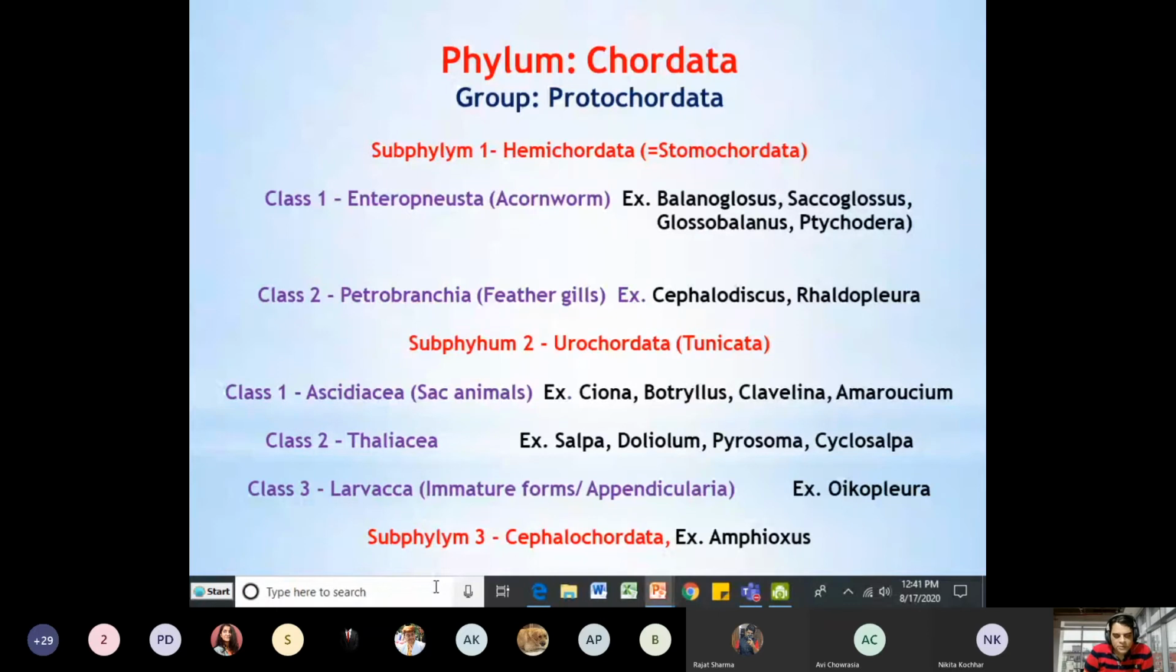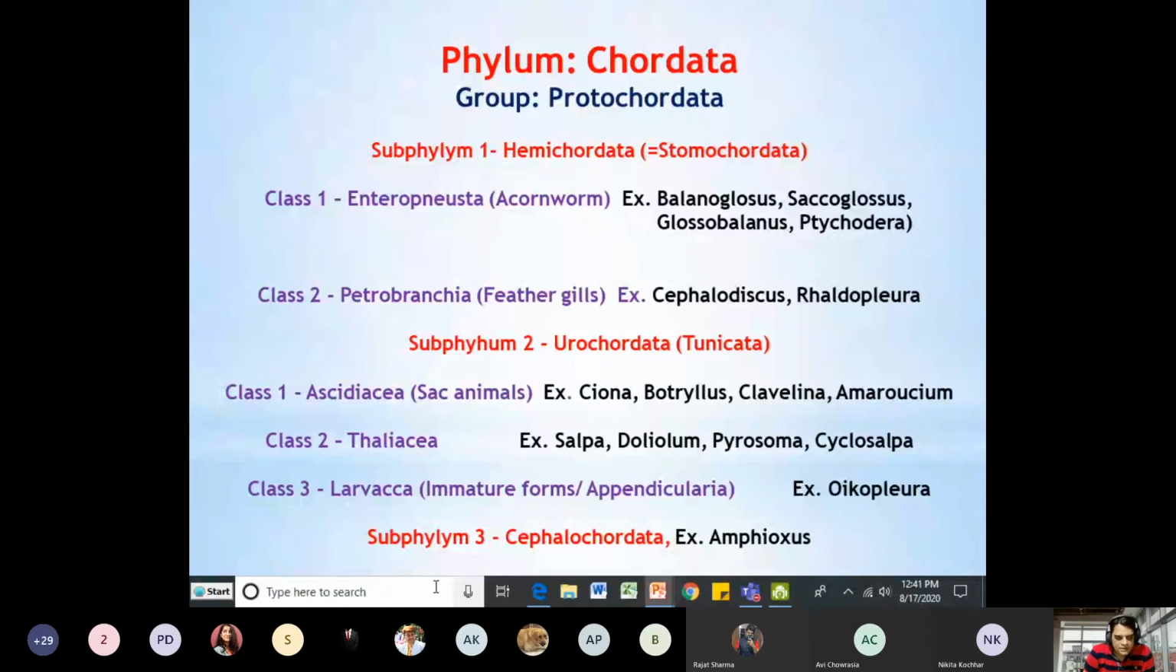As per Barnes, as per the traditional classification, there are two classes. Enteropneusta: the members of this class are called acorn worms, like Balanoglossus, Saccoglossus, Glossobalanus, and Ptychodera. We have discussed them thoroughly in practical classes, so there is no need to talk about them further.